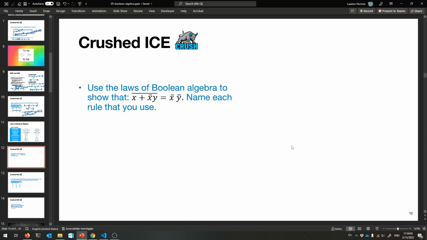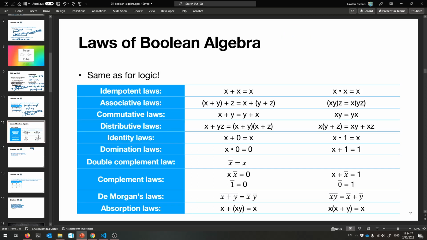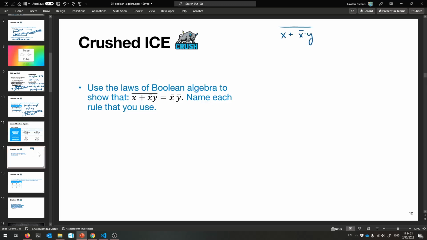Okay? So starting from up here, x plus x bar times y, all of that barred. How can you move down here to get to just x bar times y bar? Okay? So give that a try using this table. And then we'll come back and do it together.